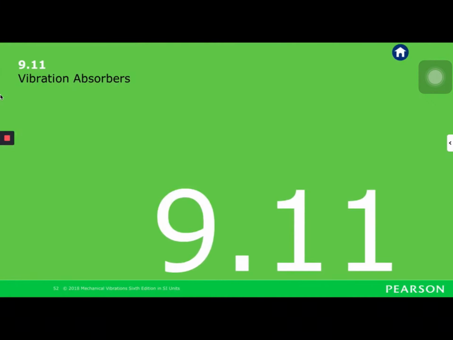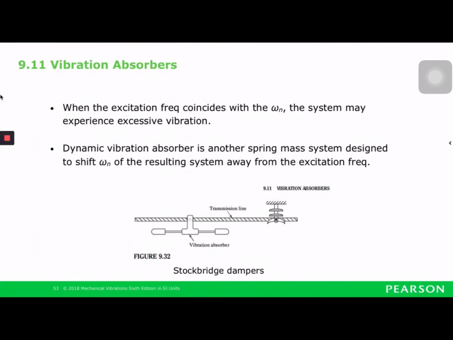So the main part for this second part is the vibration absorber. Vibration absorber is basically the extension of vibration isolation. In vibration isolation, we simplify the system to a single degree of freedom. But for the vibration absorber, we add another spring mass system to the existing system. So basically it becomes a 2 degree of freedom system.